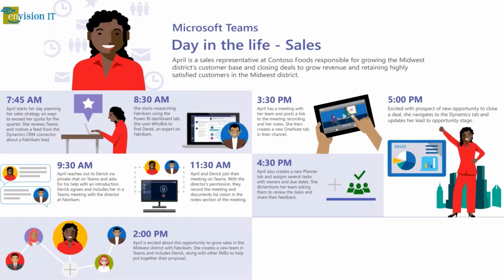She also mentions her team members to ensure that they're aware of the tasks that they've been assigned to and the changes that she's made, as well as the ability to share their feedback. At 5 o'clock, she's had a great day, so she's excited to close a particular deal. She navigates back to that Dynamics tab and then updates the lead status to the opportunity stage.